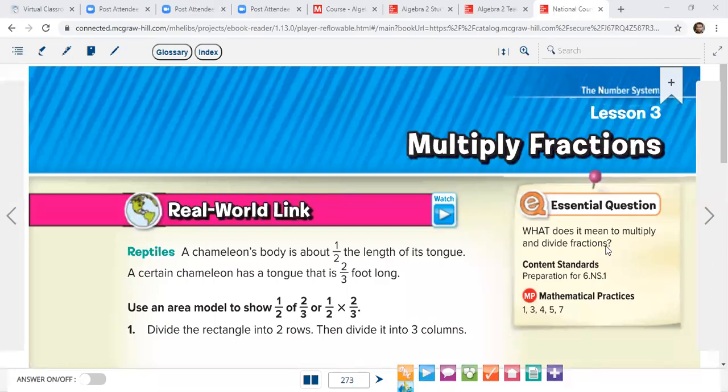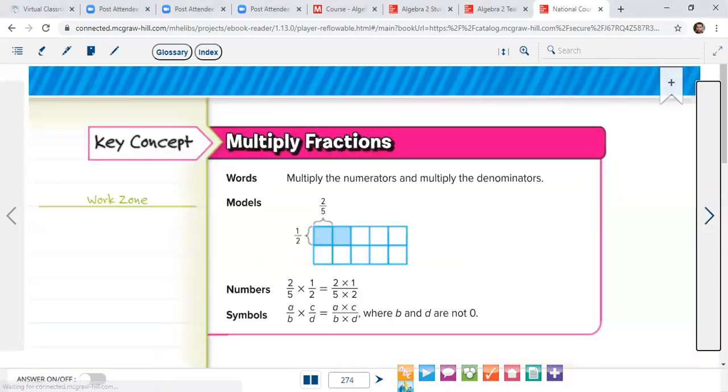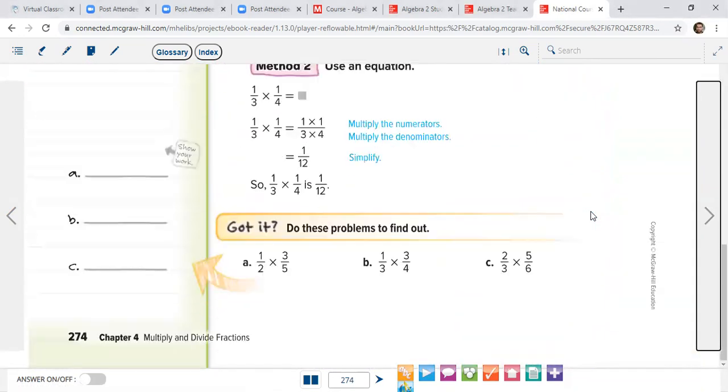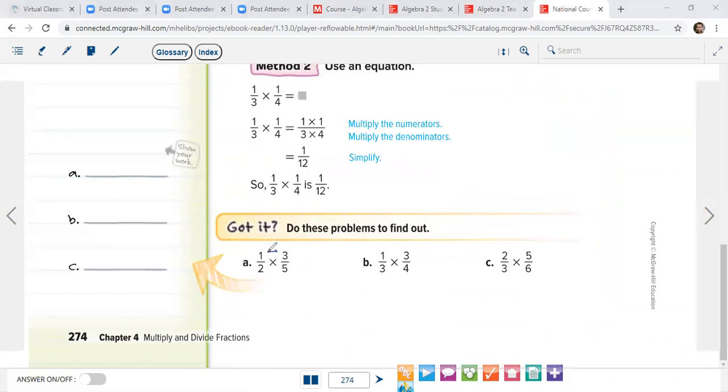In chapter 4, lesson number 3, multiply fractions, we are going to remember how we used to multiply fractions. So let's take a look at those problems. Problem A, I want to multiply half times 3 over 5. So we multiply numerators and we multiply denominators normally, as we used to do in grade 4 or grade 5.